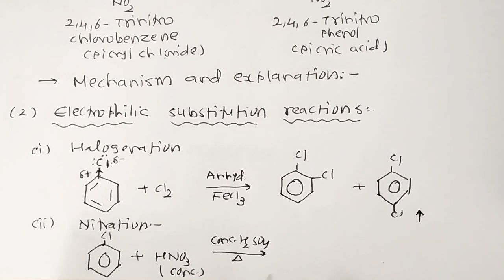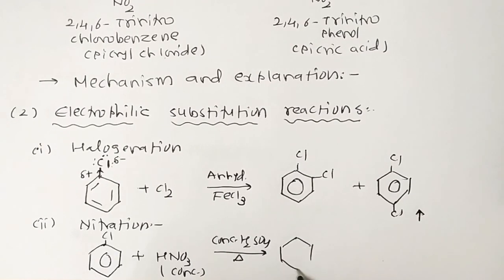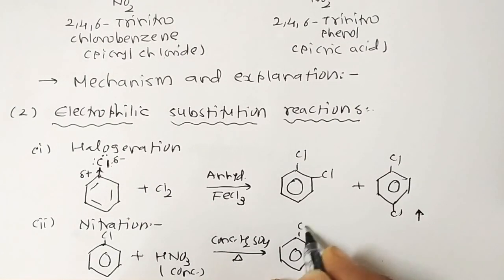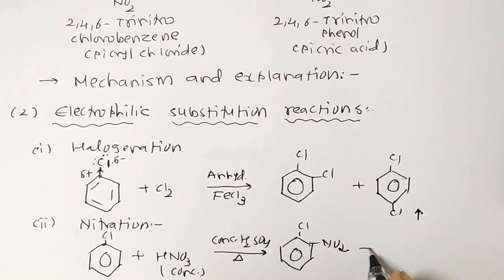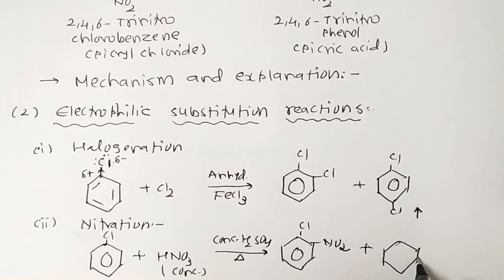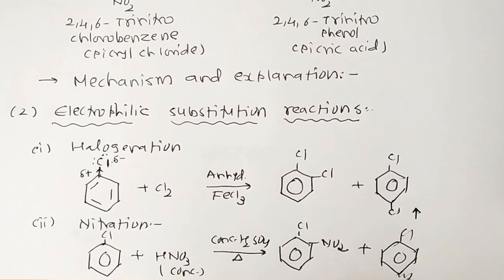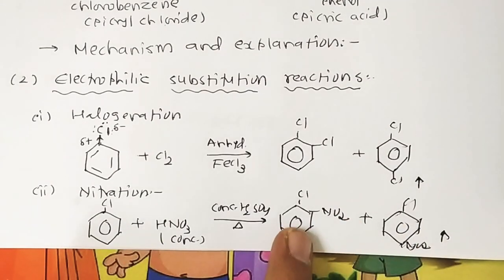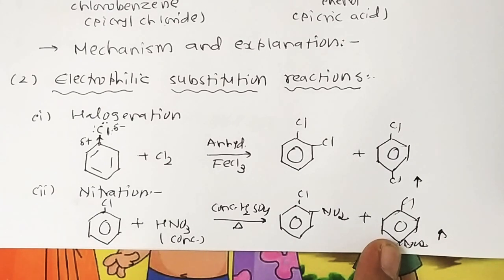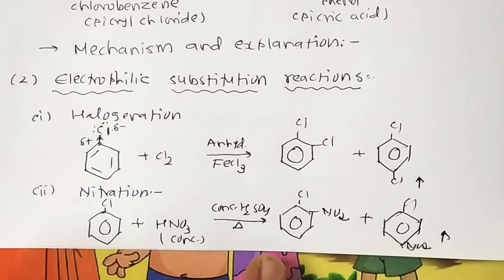So in this case we definitely observe two different products. One is 1-chloro-2-nitrobenzene, and number 2 is 1-chloro-4-nitrobenzene. This product is major in nature and this is minor in nature. Why is this major and this minor? Because the ortho position has a steric hindrance problem, so para predominates over ortho. So, two reactions: halogenation and nitration.